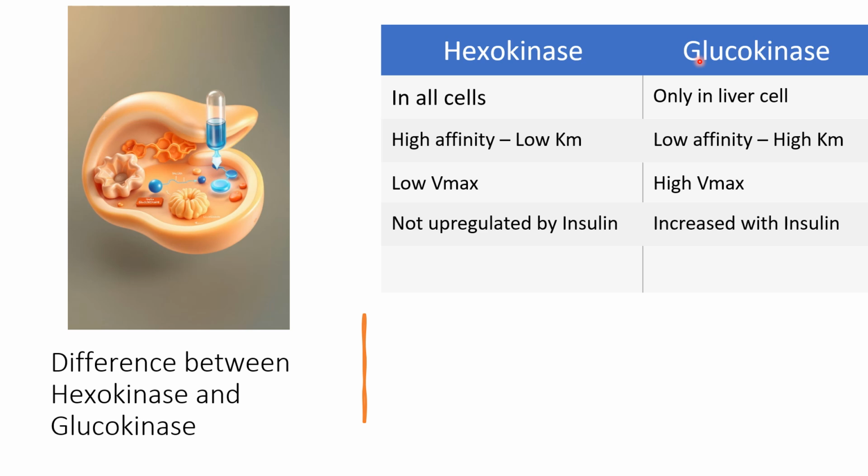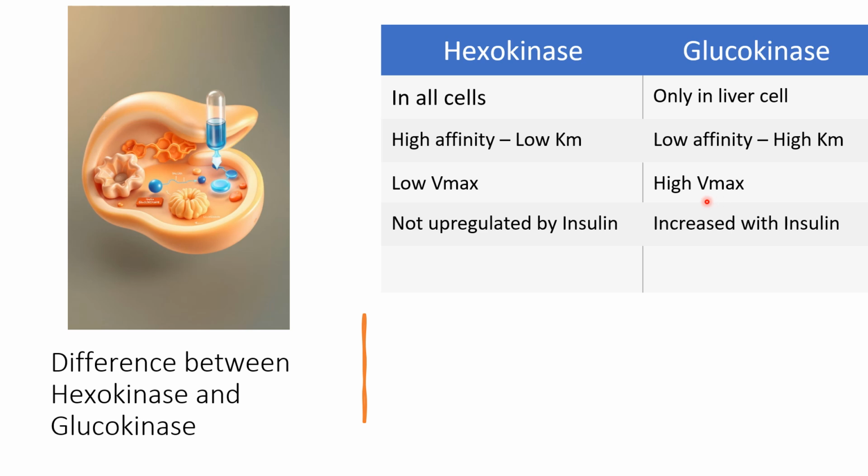But on the other hand, the glucokinase present in the liver cell will have a low affinity because it waits for the other cells to take up glucose, and it will have a high Vmax. Why? It will have a high maximum capacity to take up the remaining glucose because we don't want the glucose to stay in the blood, isn't it? Then we develop the condition called diabetes. So the glucokinase present in the liver helps to clear the glucose by having a high Vmax.